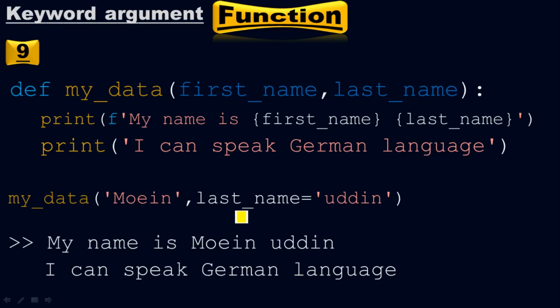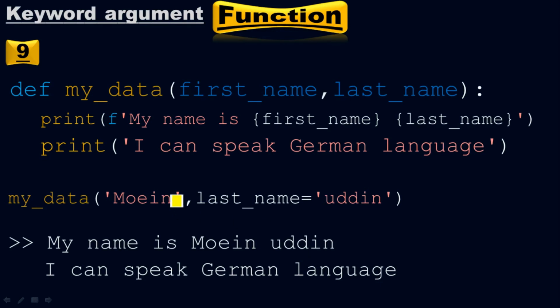Now look at here. If you pass one positional argument and one keyword argument, you will still get the same output. If you put the positional argument first and then the keyword argument at the second place, like this one is the positional argument, this one is the keyword argument, we know that the parameter followed by the argument is called a keyword argument. So this is my first name, this is my last name. When you run it, you will get the same Moinuddin.